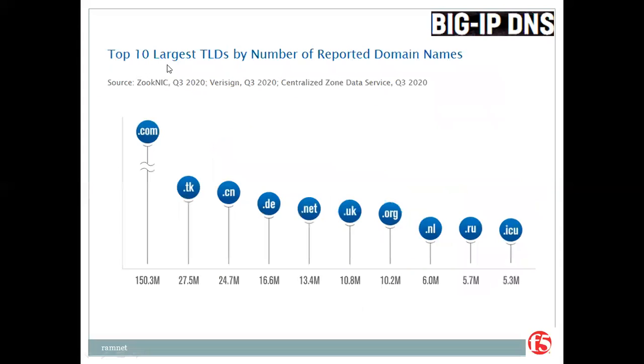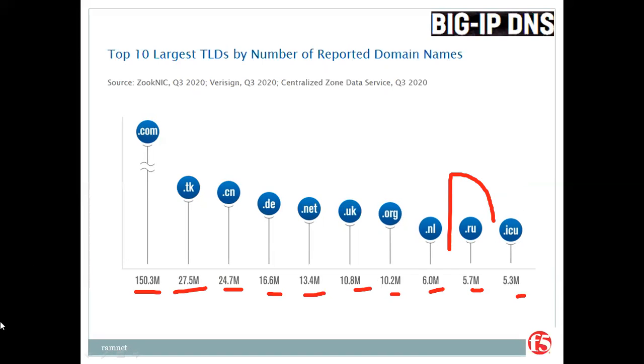And the next one, top 10 largest TLDs by the number of reported domain names. .com is number one because all commercial sites go with .com, Facebook.com, Twitter.com, like moneycontrol.com. Okay, so money is involved. So .com is 150 million. I can just say 150 million are registered in .com, and .tk is 27 million, .cn is 24, .de, .net, .uk, .org, .nl, .ru means Russia, .icu, something like that.